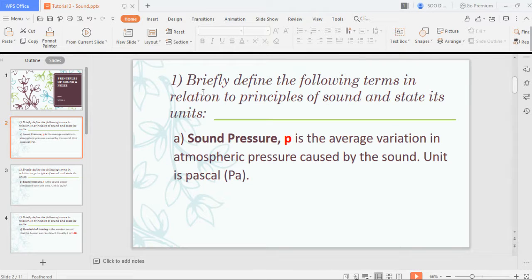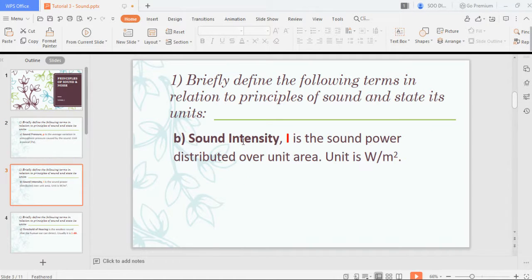So the first question is to briefly define the following terms in relation to principle of sound and state its unit. A, sound pressure is the average variation in atmospheric pressure caused by the sound. The unit is Pascal, which is Pa. B, sound intensity is the sound power distributed over unit area. The unit is W over m squared.